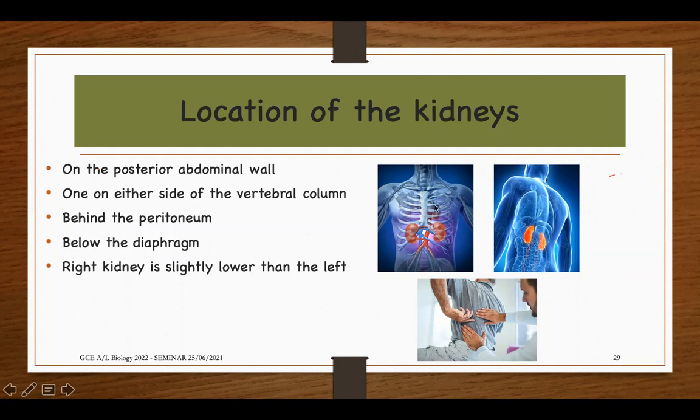All right. So in the abdominal cavity, in the posterior abdominal wall, on the back side, if you touch your back with your hand, like in the picture that I've given, and you know the vertebral column of our body in the skeletal system, the backbone, on either side of the backbone, behind the peritoneum and below the diaphragm, the right kidney is slightly lower than the left.